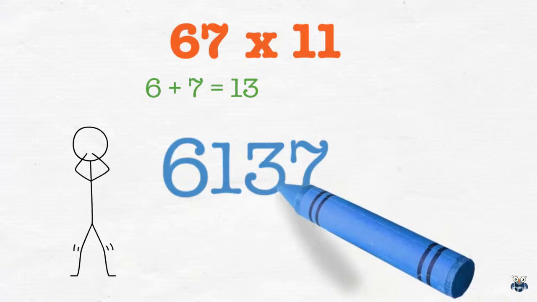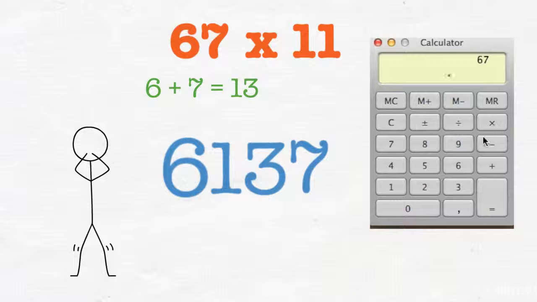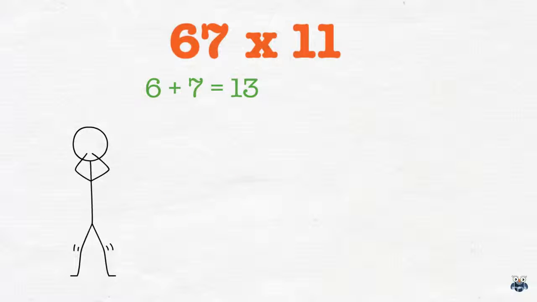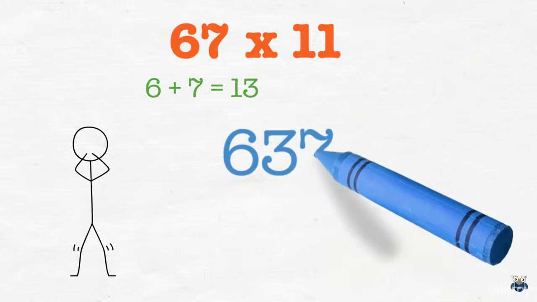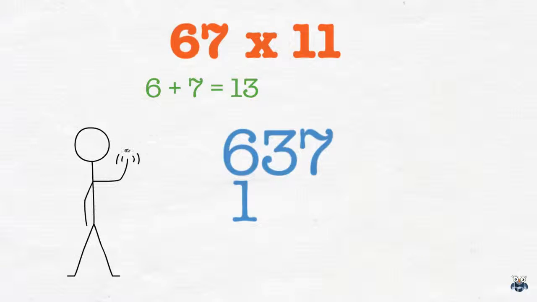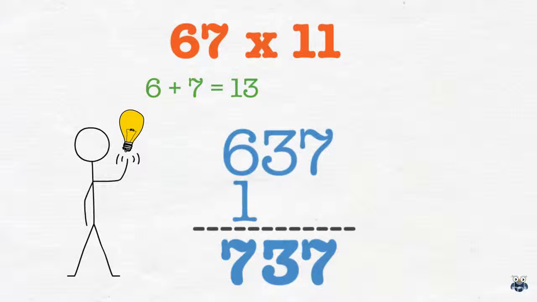Our answer is 6137, but is it correct? Let's find out. Tough luck, the answer is incorrect. What we should have done is write down the 3 and carry over the 1, like this. And because of this carried over 1, our 6 here becomes a 7. This gives us 737, which is the final and correct answer.